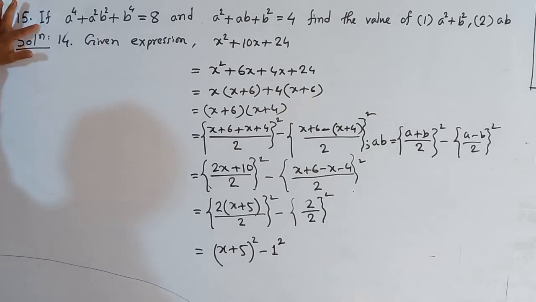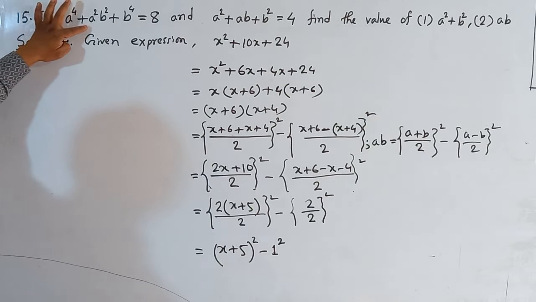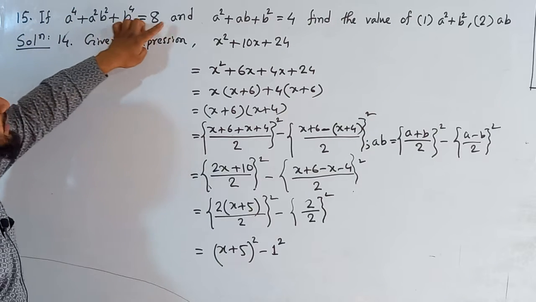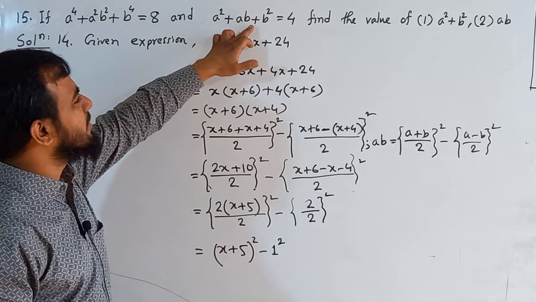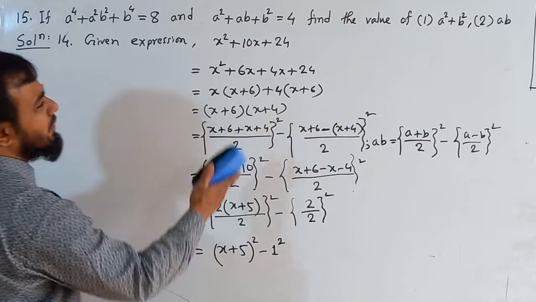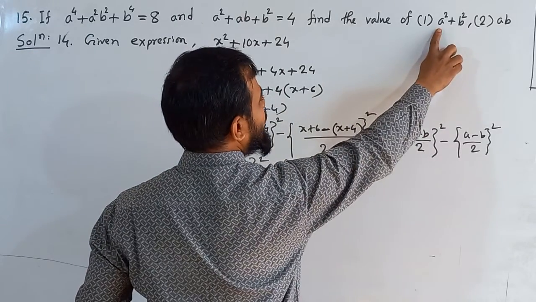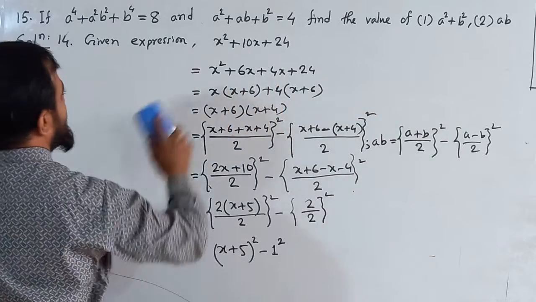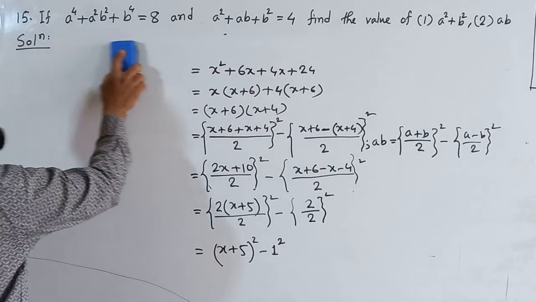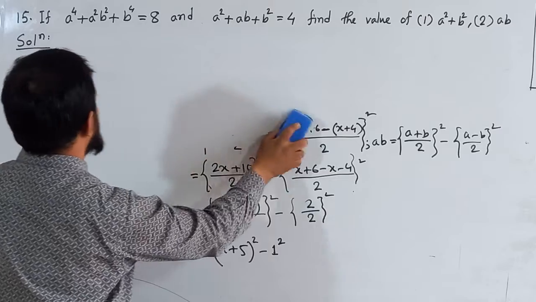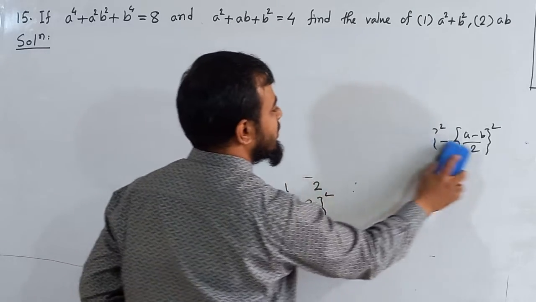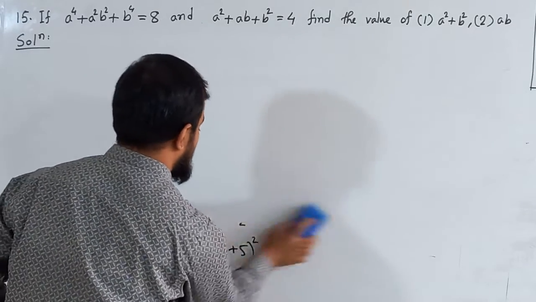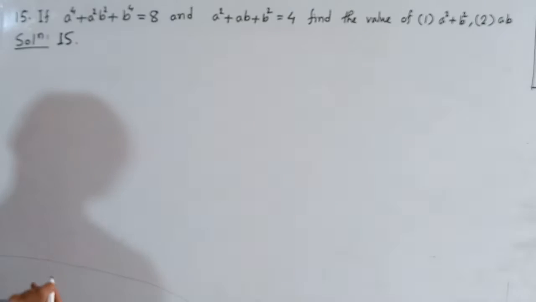Question number 15 is: if a to the power 4 plus a squared b squared plus b to the power 4 equals 8, and a squared plus ab plus b squared equals 4, find the value of a squared plus b squared. This is question 1, and also find the value of ab. To solve this sort of question, question number 15 and example 7 are similar. Okay, you can practice example 7 at home. Now I am going to solve question number 15.